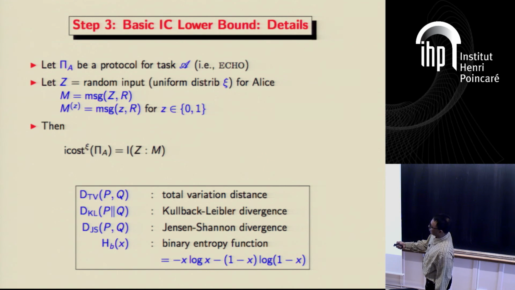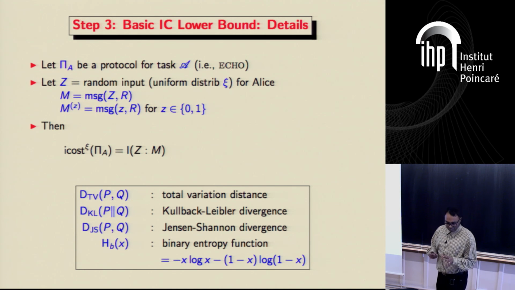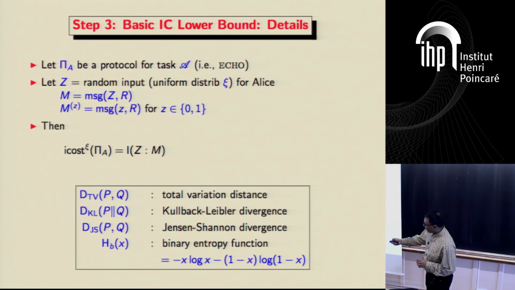So d sub tv will be total variation distance, the standard statistical distance. d sub kl will be Kullback-Leibler divergence, also known as relative entropy. Some people write this as just d without any subscripts, but because I have other distances, I'm writing this. There's Jensen-Shannon divergence. If you don't know what that is, it will come up in just a moment. And at some point, we'll use the binary entropy function, the entropy function of a single real variable.